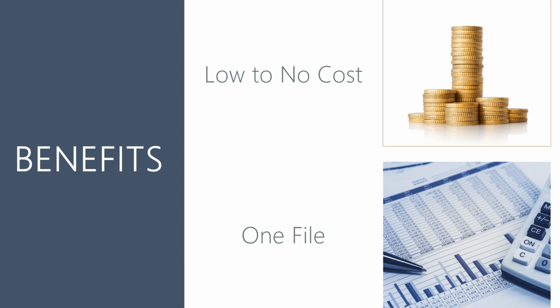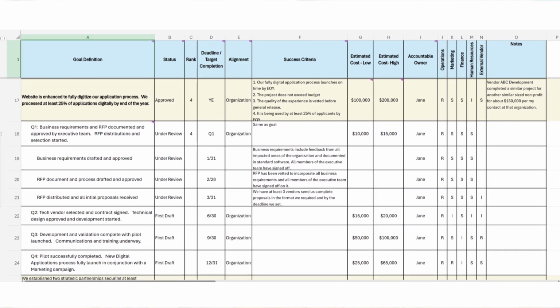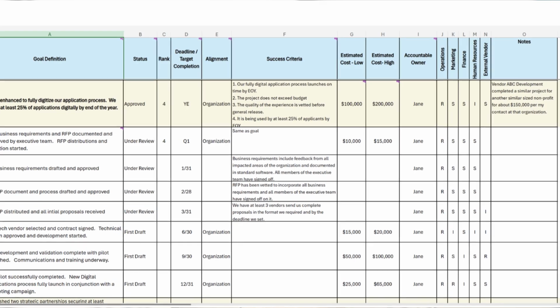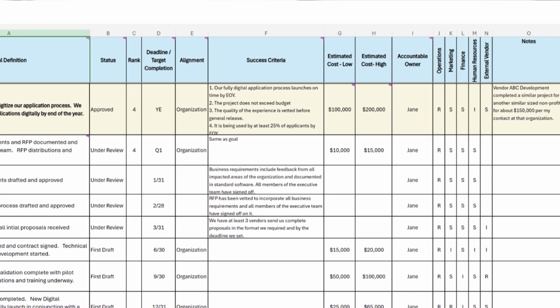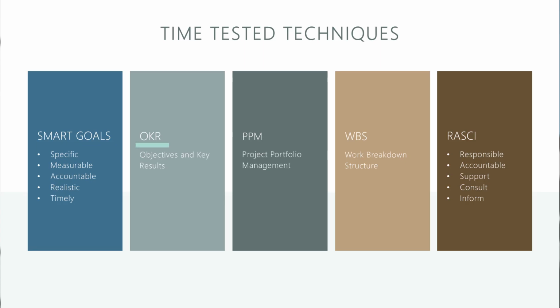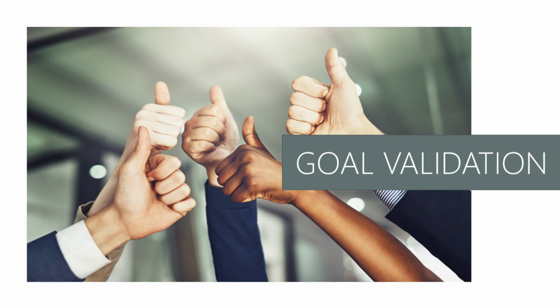First, this method can be accomplished at no cost with a single spreadsheet file. You can manage the entire goal lifecycle from it, or you can use it as a staging ground. Second, this method combines several time-tested planning techniques, including SMART goals, objectives and key results, portfolio management, work breakdown structure, and RACI.